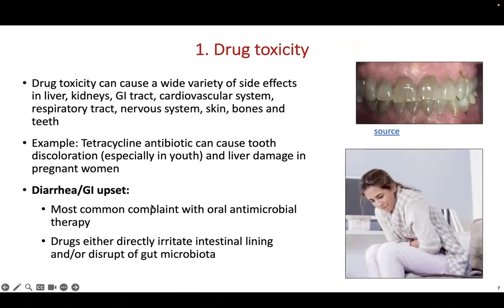Let's discuss drug toxicity. Drug toxicity can cause a wide variety of side effects. Some can happen in the liver, the kidney, your gut, your heart, and even your lungs. An example of this is overdosing or taking a lot of tetracycline antibiotic, which will result in tooth discoloring, as we can see from this image over here. And it can also lead to liver damage in pregnant women.